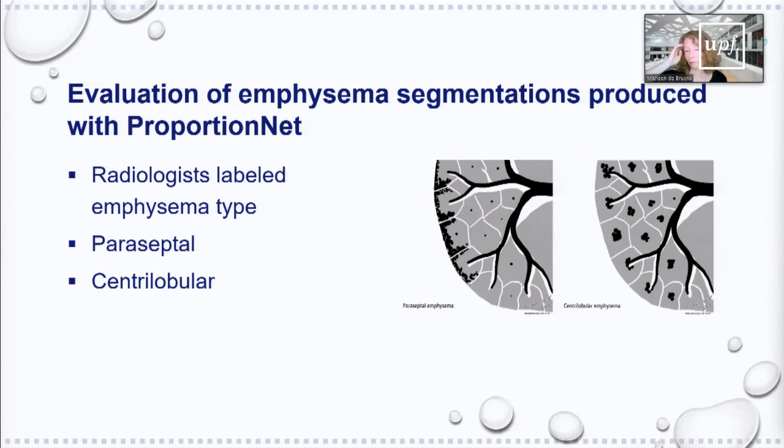So we have no ground truth segmentations of emphysema available. We did a small check to see whether the segmentations that were found made sense. What we do have is that radiologists labeled the emphysema type: paraseptal, which is typically located around the surface of the lung or between lobe boundaries, and centrilobular, which is located more in the middle of the lobe.